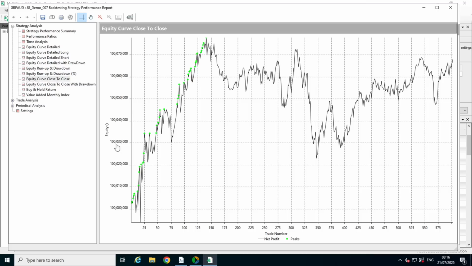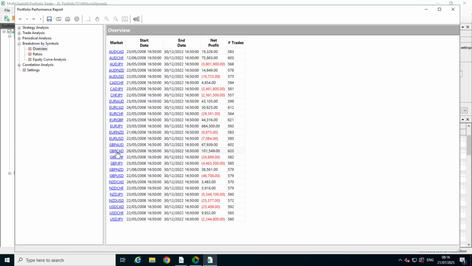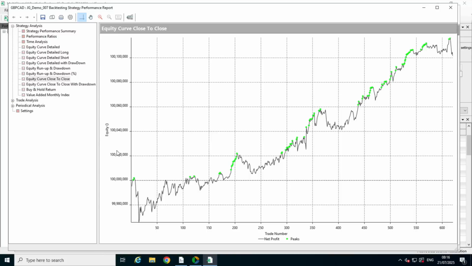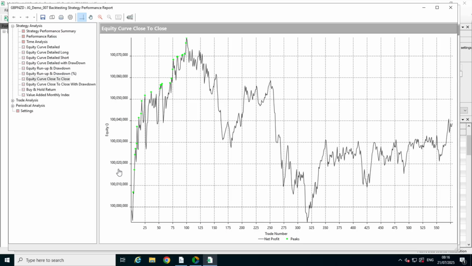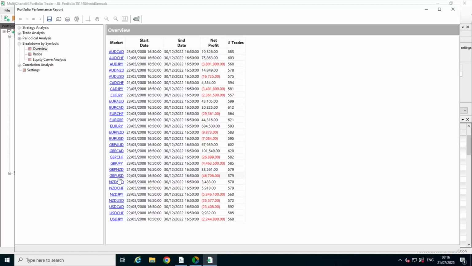Pound Australian dollar makes a reasonable net profit, but the equity curve is pretty bad. Pound Canadian dollar makes a lot of net profit, and the equity curve is really nice, so that's going to go on the shortlist. Pound New Zealand, a bad equity curve, and that's about all.